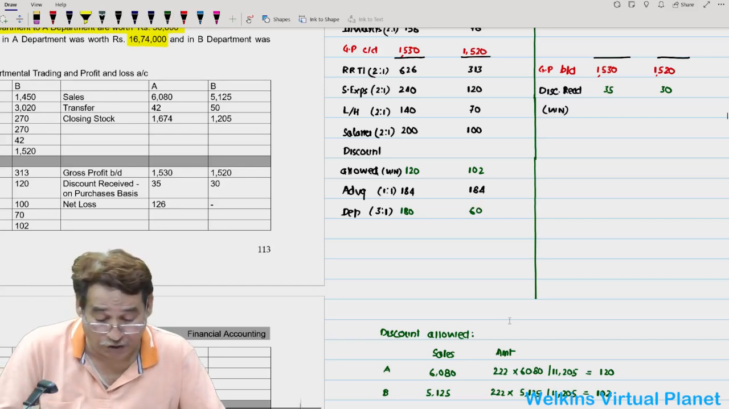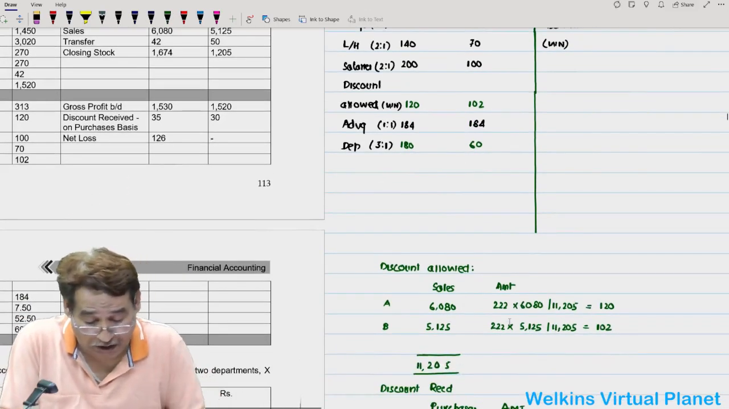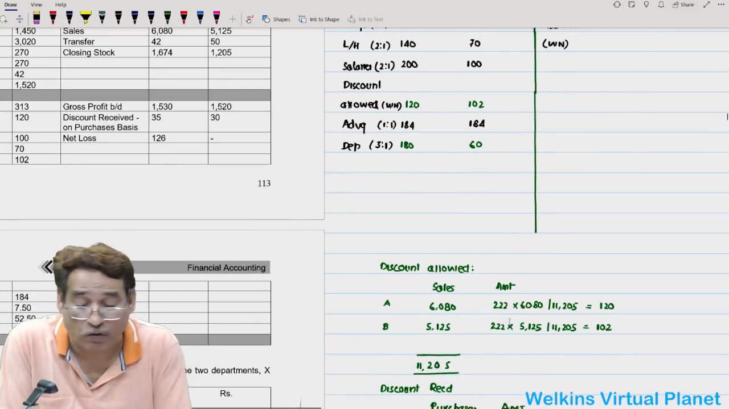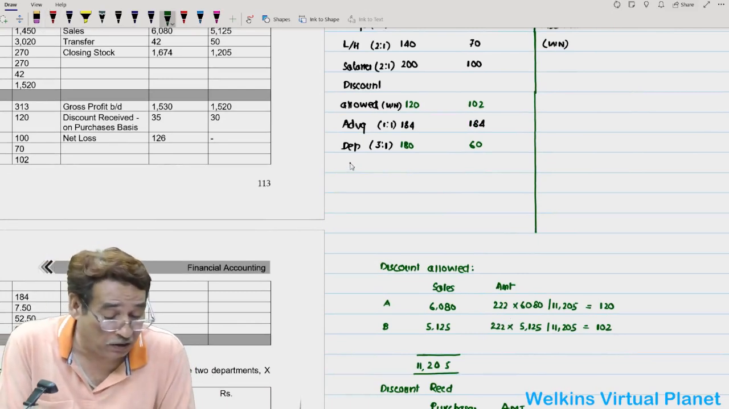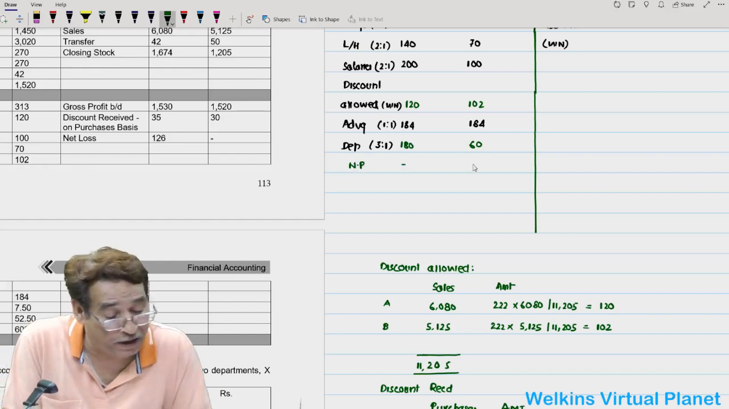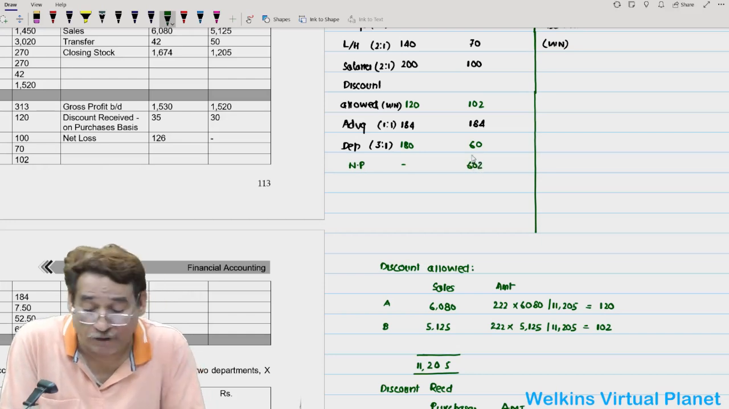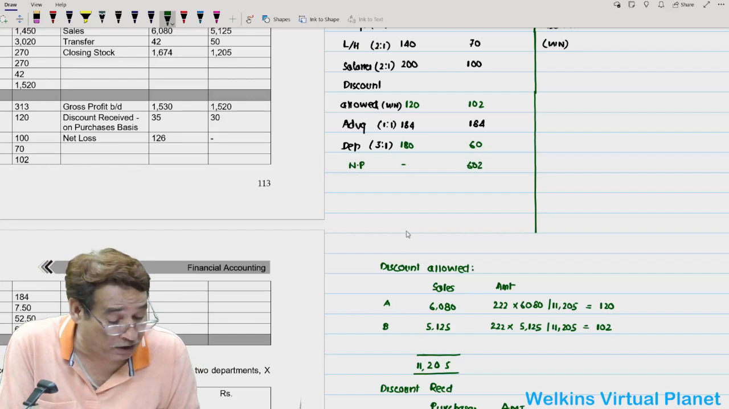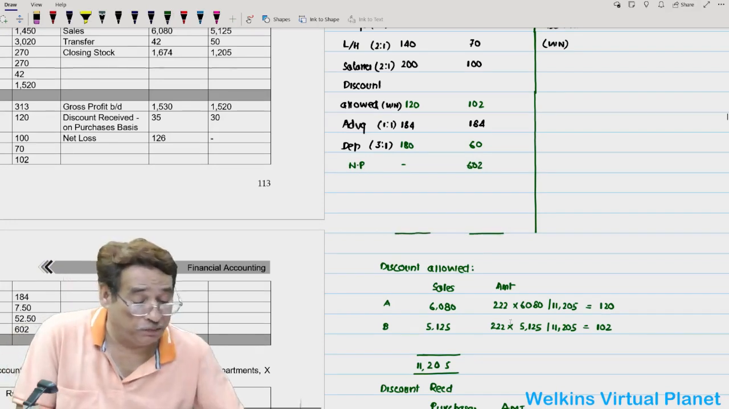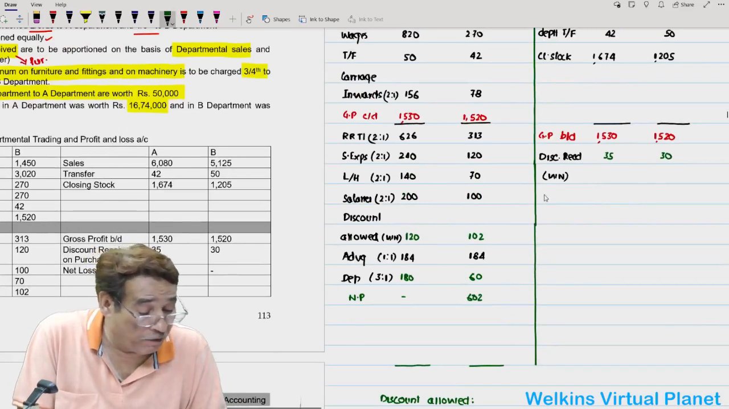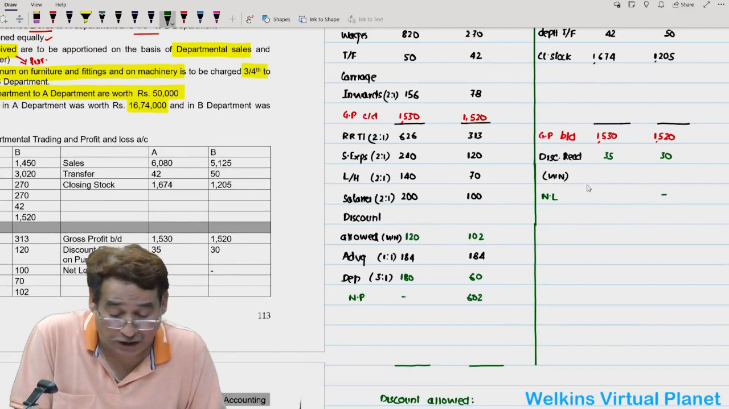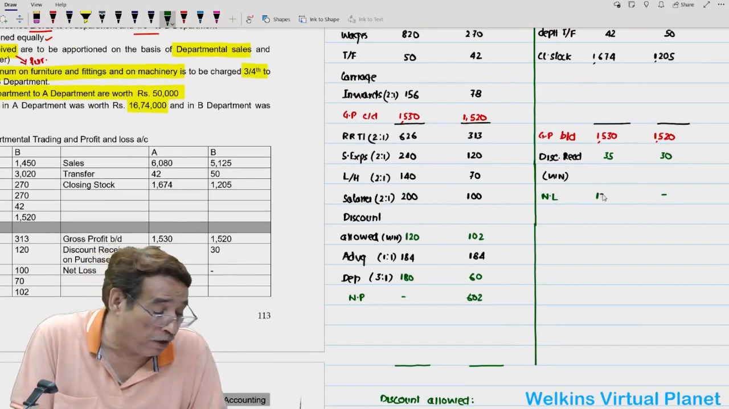Now we are in a position to find out the net profit or loss. In this question, actually, there is a net loss in department A and there is a net profit in department B according to the solution. I haven't computed it, honestly speaking, but you must always check. Now, I will write here net loss. In department A, there is a net loss to the extent of 126.